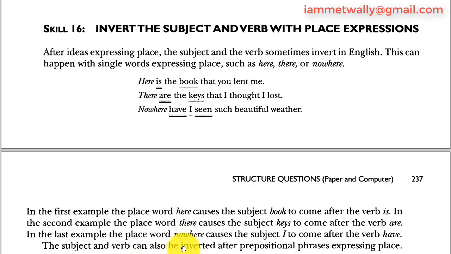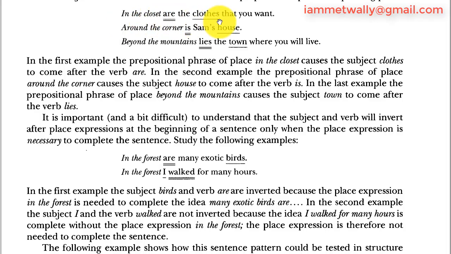The subject and the verb can also be inverted after prepositional phrases expressing place. In the closet are the clothes that you want. Around the corner is Sam's house. Beyond the mountains lies the town where you will live. In the first example, the prepositional phrase of place in the closet causes the subject clothes to come after the verb are. In the second example, the prepositional phrase of place around the corner causes the subject house to come after the verb is. Around the corner, house, then is. In the last example, the prepositional phrase of place beyond the mountains caused the subject town to come after the verb lies.